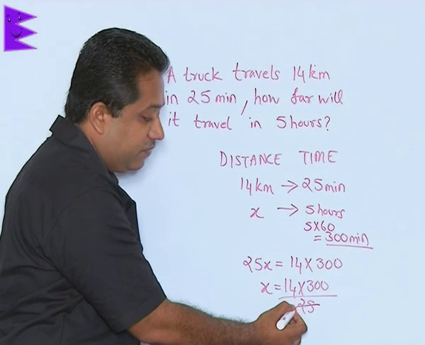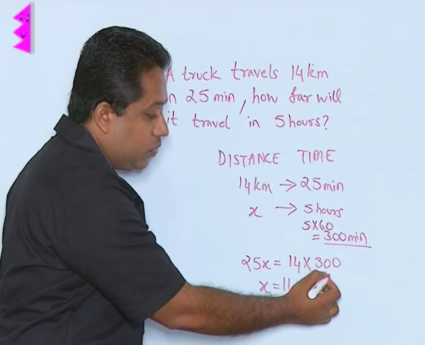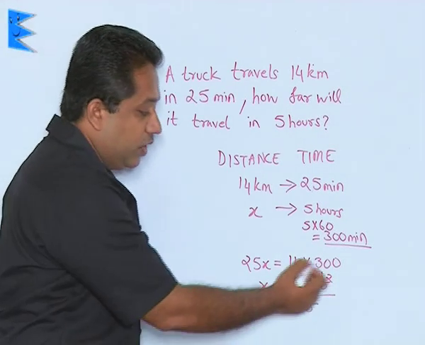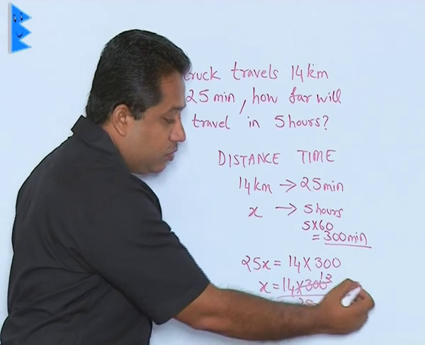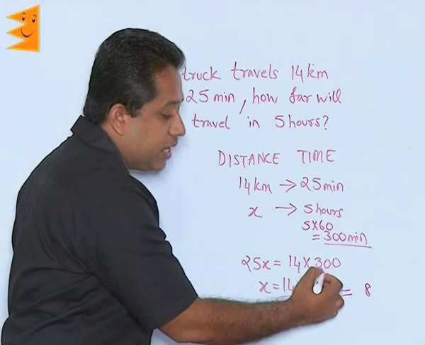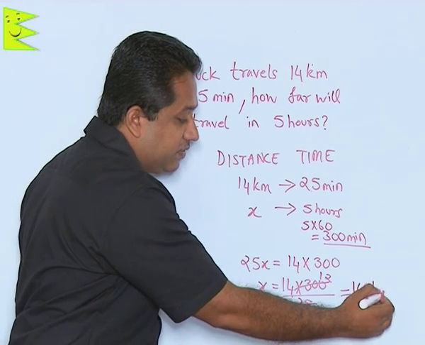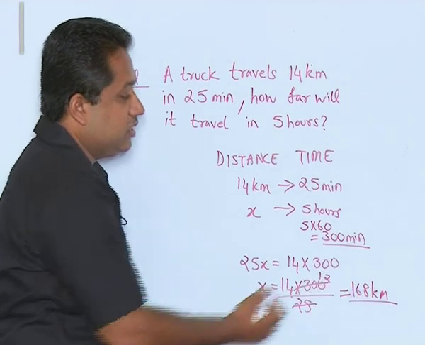So, 25 we know will go how many times here? 12 times. So, we are left with 14 into 12. So, 14 into 12 we get 14 into 2 is 28, 8 and 2 carried. So, 14 plus 2 is 16. So, we can say the distance covered will be 168.